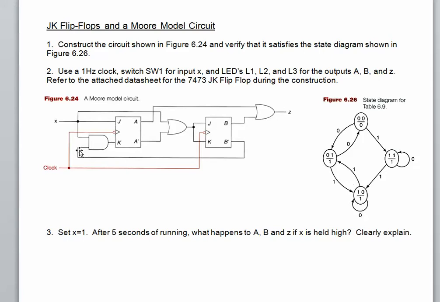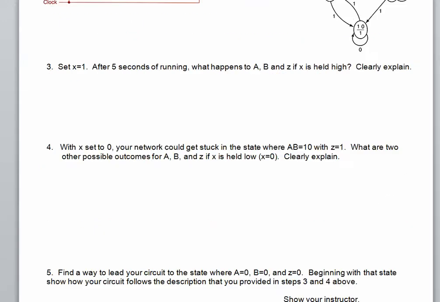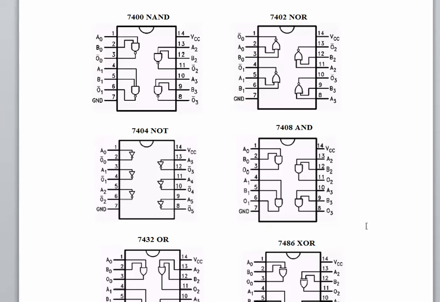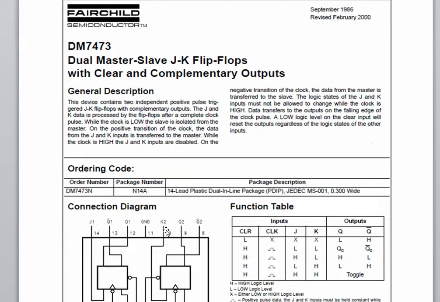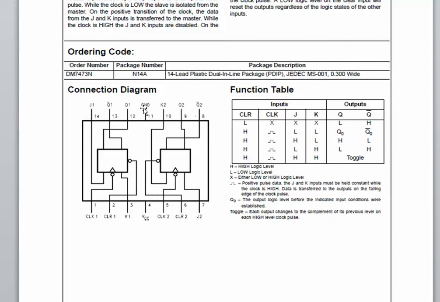So figure 6.24 is the circuit, and then this describes how the circuit should behave over here in figure 6.26. If you scroll to the very back of the document, you'll see the pinouts for the AND gate, the 7408 and the 7432, which you can use to build that circuit, but you'll also need the data sheet for the JK flip-flop. And you can go to the shelf and find the chip, which is a 7473 chip, and the pinouts look like this. Notice that the ground is on the top this time, and 5 volts is applied here at pin 4. You can see the clock input right here.